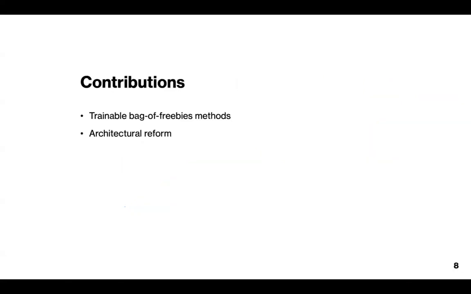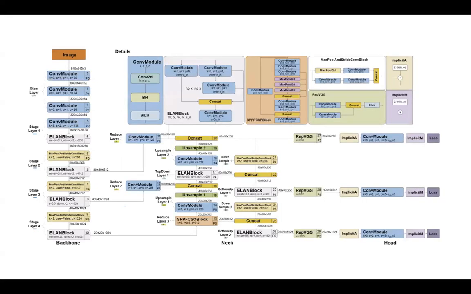So the most important modifications of YOLOv7 include the trainable bag of freebies methods and architectural reformation. In its architecture, YOLOv7 introduces an extended ELAN architecture instead of RepVGG as in YOLOv6. So here we can observe that the backbone is practically similar to YOLOv6, but the RepVGG blocks are changed to ELAN blocks in the backbone of YOLOv7.